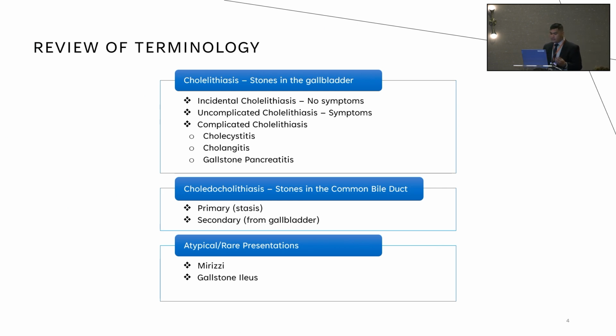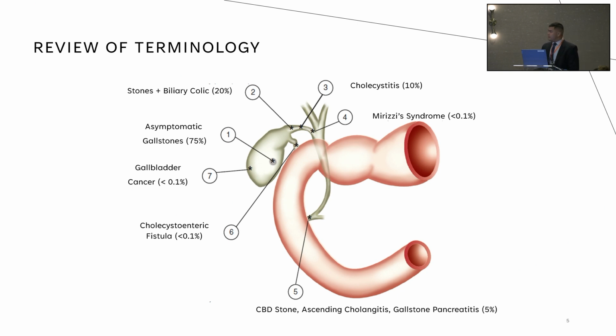And then there are other issues, like Mirizzi syndrome, when a stone can be stuck at the cystic duct and eventually cause some obstructive features within the common hepatic duct. And then here again is that redrawn image. Most times these patients are asymptomatic, but they can present with cholecystitis in 10% of patients. And even more rarely we see patients with cholangitis, or stones within the common bile duct, or even gallstone pancreatitis in about 5% of all stone comers.